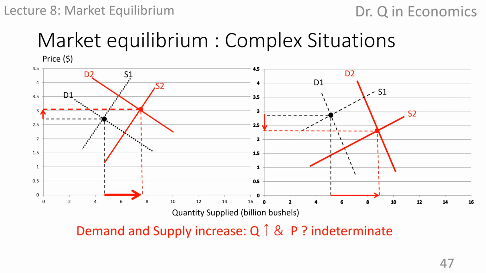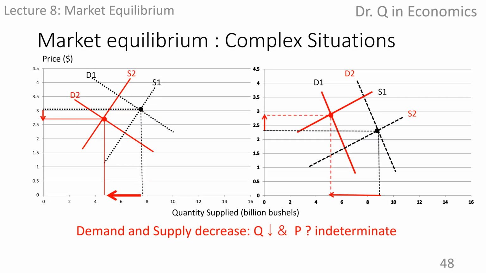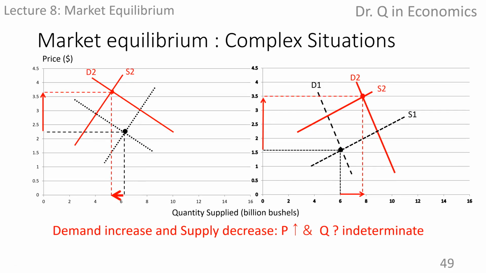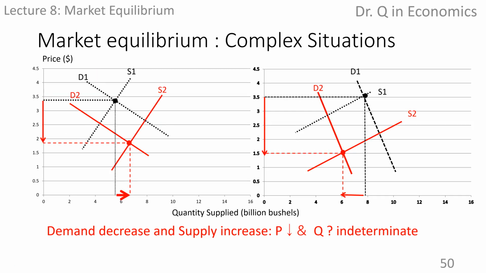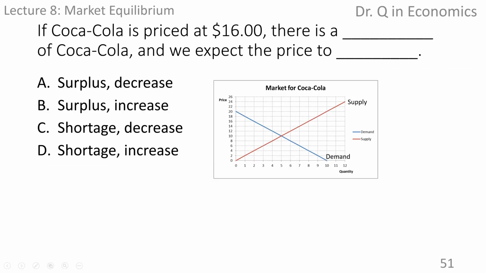Now, let me provide you the graphical expression and conclusion of the other three complex situations. When both demand and supply decrease. When demand increases and supply decreases. When demand decreases and supply increases. Now let's do a few practice questions. Let's pause and come back.